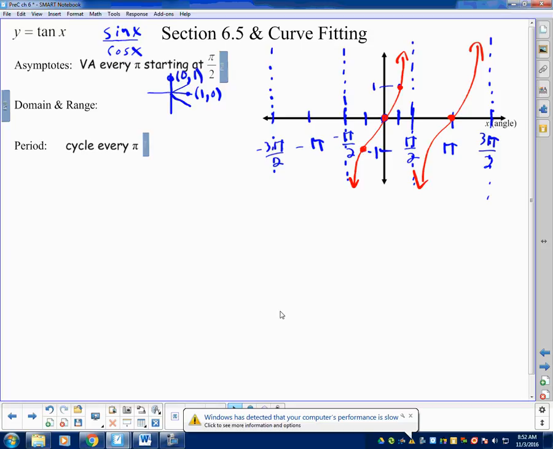Probably the most difficult part of these, once you kind of know what the tangent looks like, is listing the domain and range. And the reason for that is that there's an infinite number of values that cannot be part of the domain. So we have to think of a way algebraically to write an expression to show that its domain is all real numbers except these values. And so there are a couple different ways you can do that.